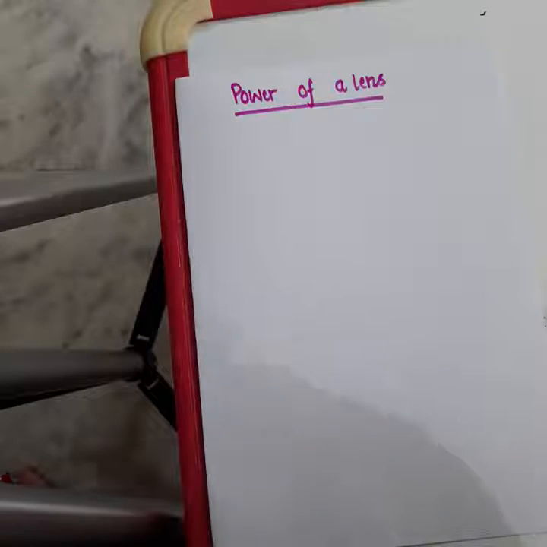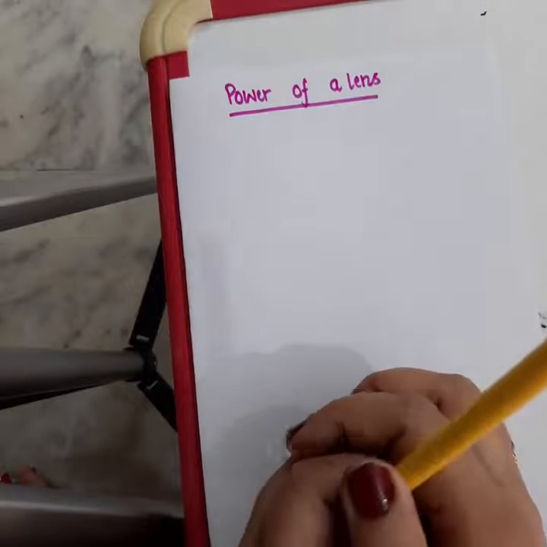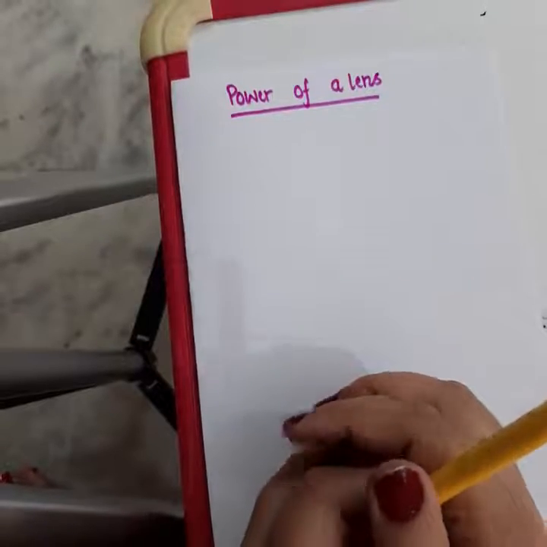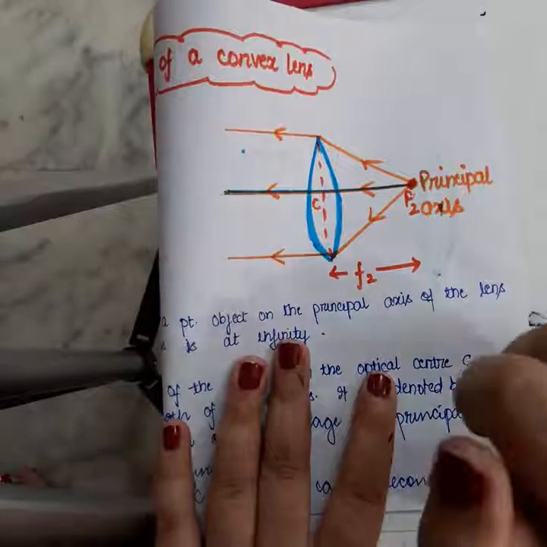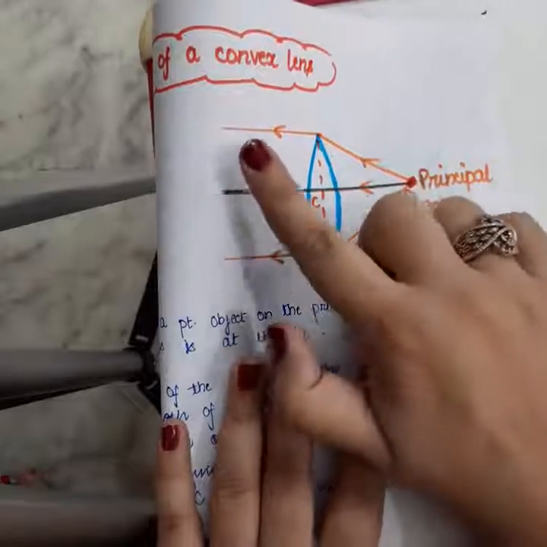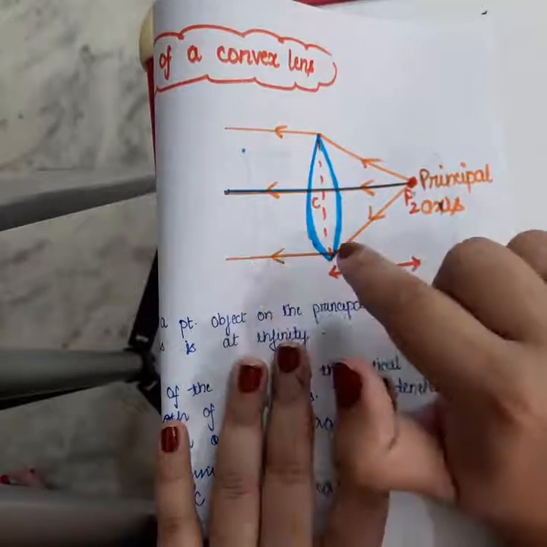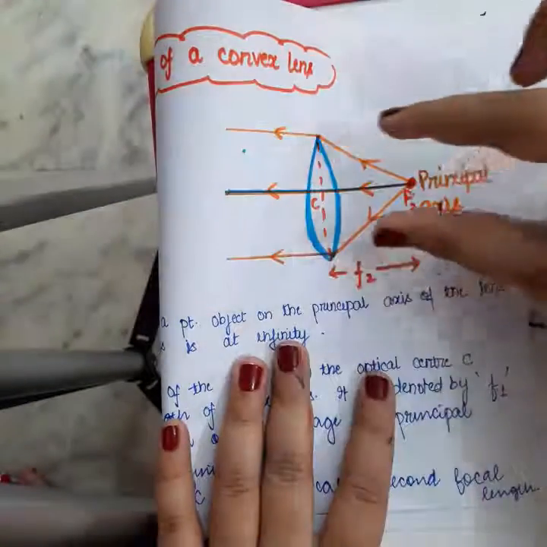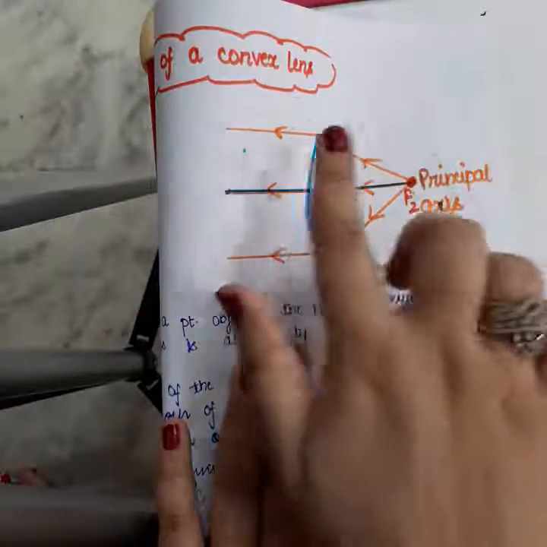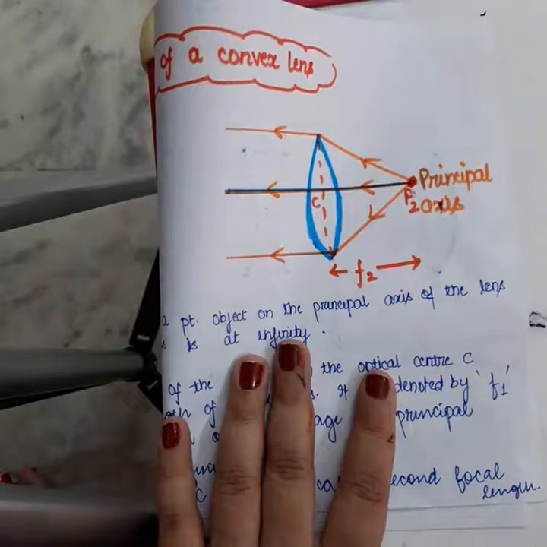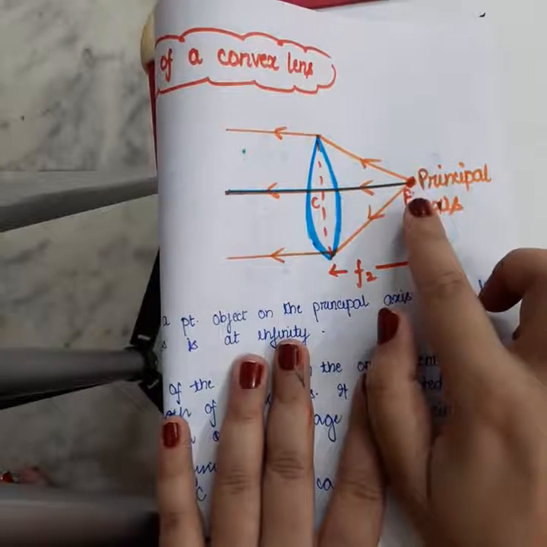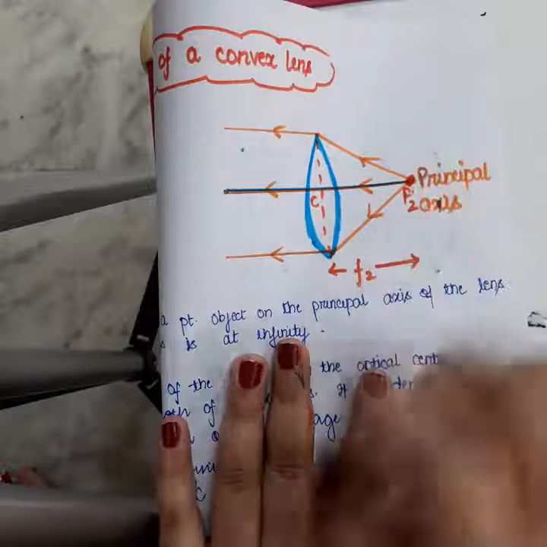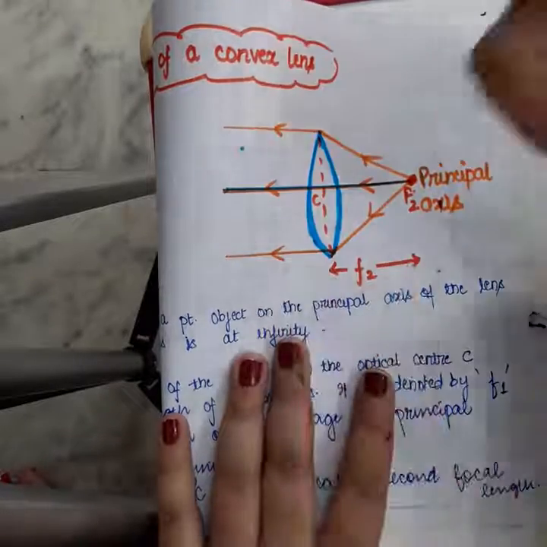So let's get back to our discussion. Okay. Now one more thing. I am going to discuss the relation of the power of a lens with focal length. Here you can see that a few light rays had fallen on a convex lens and it converged those light rays. I repeat, a few light rays had fallen on a convex lens and it converged those light rays at this point, which is called the focus, and this is known as the focal length.